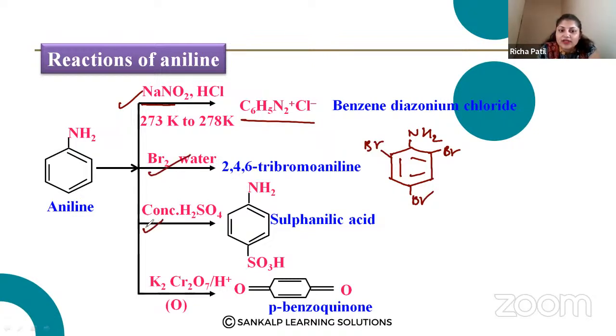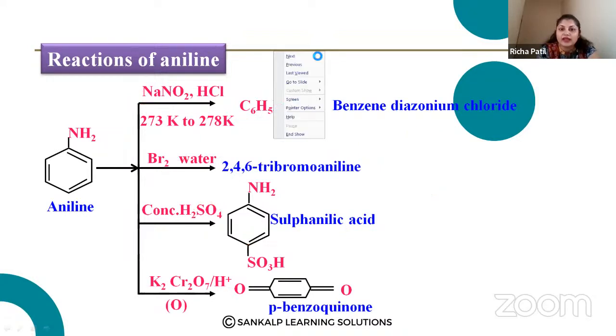If you treat it with concentrated H2SO4, you get sulfanilic acid. You get SO3H, which is para directing, so it will attach at the para position. If you do oxidation with potassium dichromate, you yield para-benzoquinone. So these are some of the reactions of aniline.